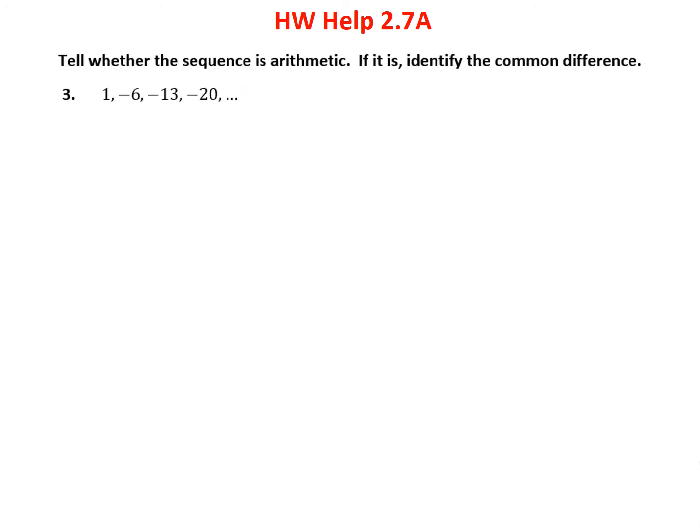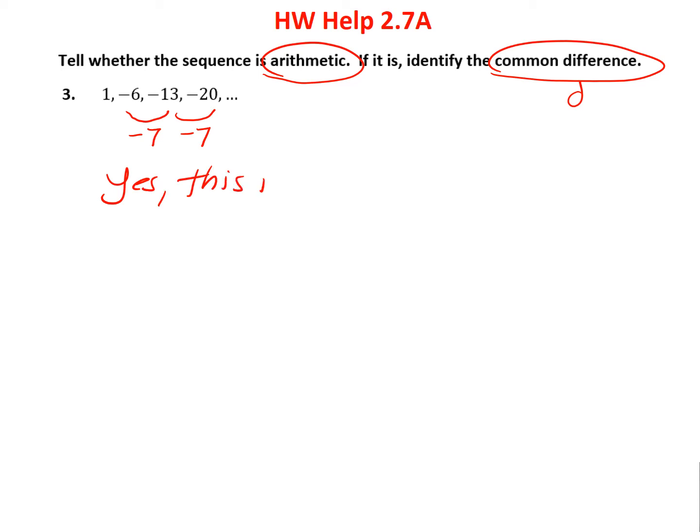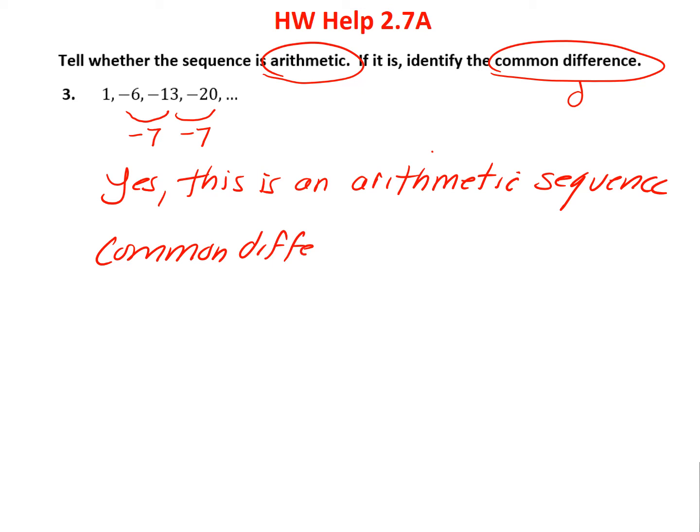Problem 3 asks us to tell whether the sequence is arithmetic, and then if it is, to identify the common difference. The reason is that to be arithmetic, there has to be a common difference, d, some difference between them. So let's find the common difference, and if they're the same each time, then it's arithmetic. So going from negative 6 to negative 13 means we went down 7. From negative 13 to negative 20, we also went down 7. So notice that it keeps going down by 7. Since it's the same, we would say yes, this is an arithmetic sequence, whichever way you like to pronounce that. And the common difference, we often call that d, is negative 7.